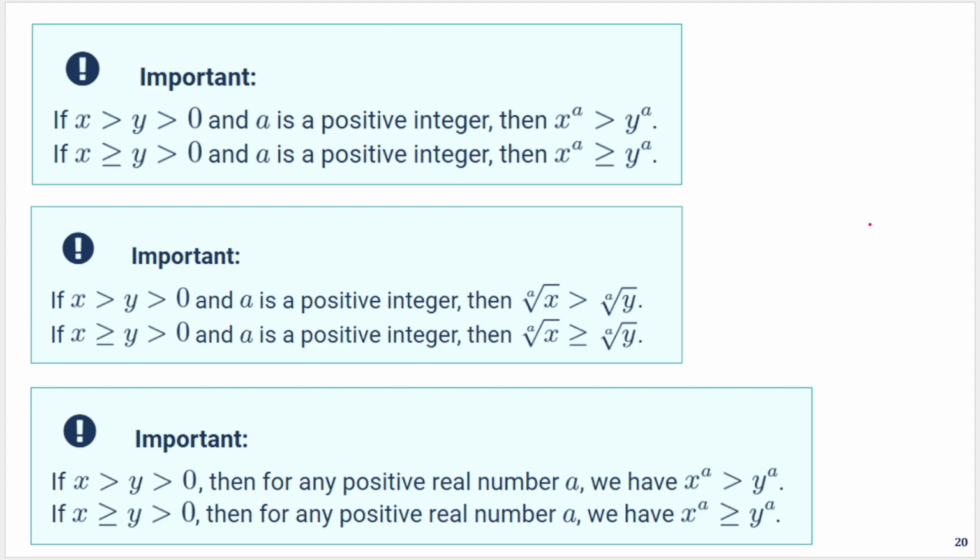So I'll leave this to you as your homework. Think about how we can prove these statements here, okay? The difference between the third property and the previous two is that a actually can be any positive real number, not necessarily a positive integer.